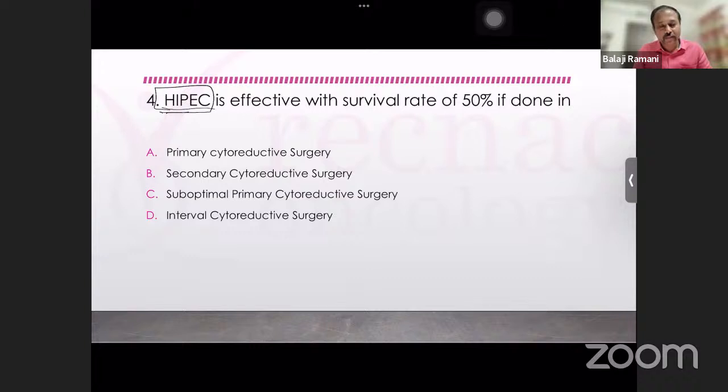So any new trial that comes upon HIPEC will be one of the things that you are likely to expect. So HIPEC is effective with a survival rate of around 50% if done in which condition? Is it primary? Is it secondary? Is it suboptimal primary? Or is it interval cytoreduction?